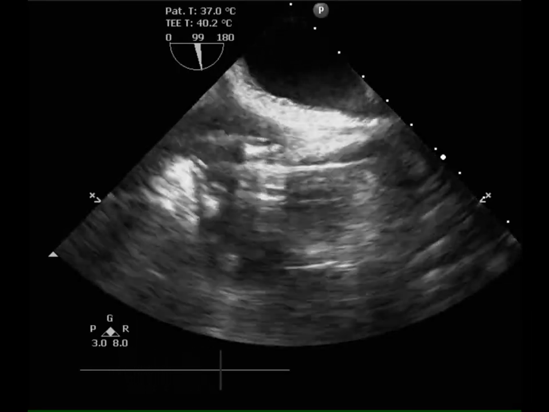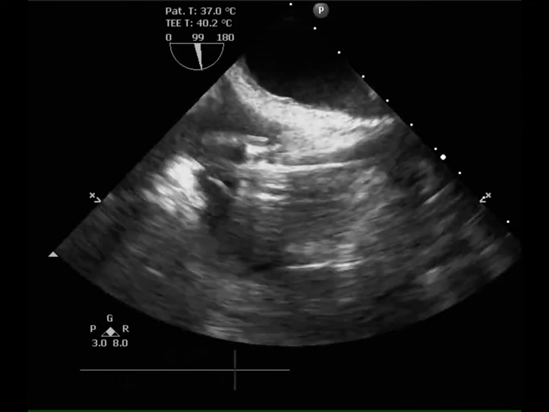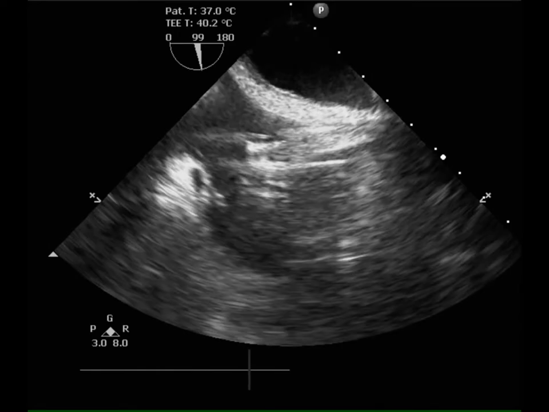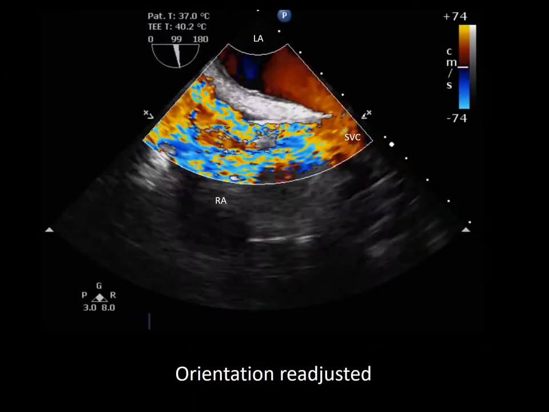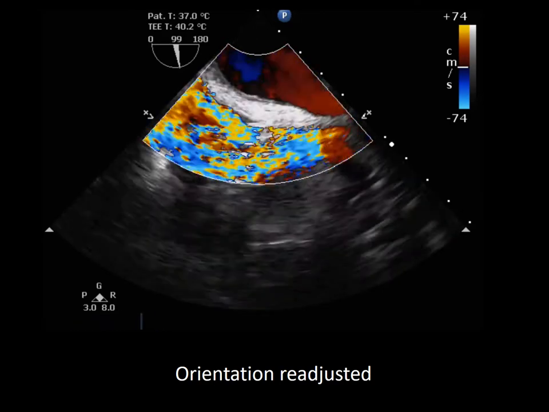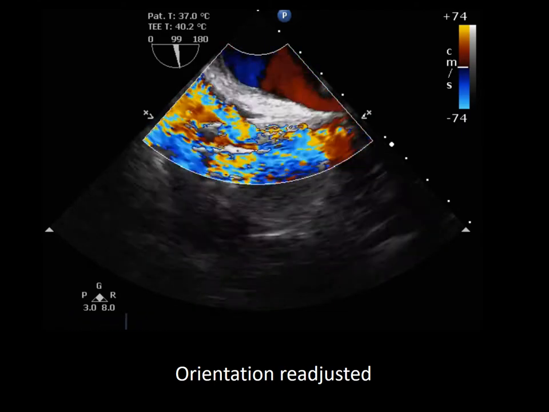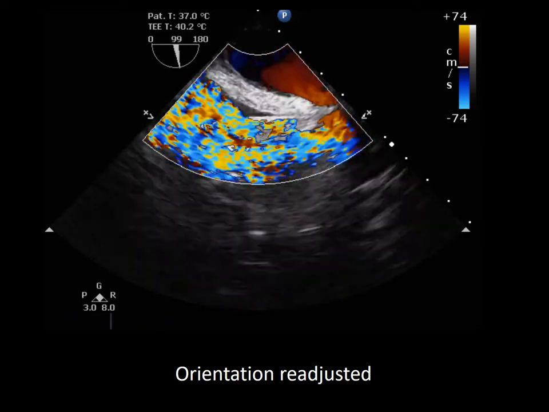When it comes to those dual lumen cannulas, you want to make sure that the direction of the reinjection is actually towards the tricuspid valve and not towards the septum. So in this case, you can see the reinjection is going towards the interatrial septum and is not directed at all towards the tricuspid valve. So they had to turn the cannula around to allow the blood to be directed towards the tricuspid valve.